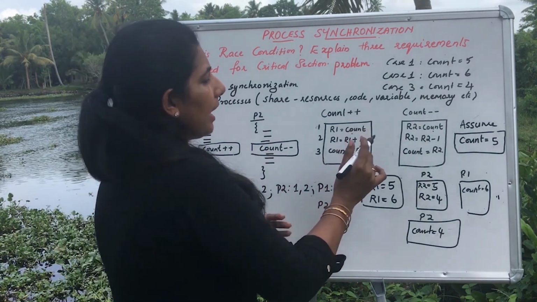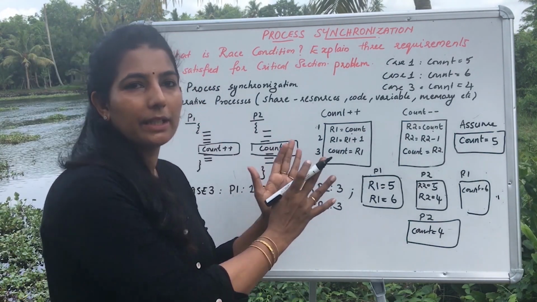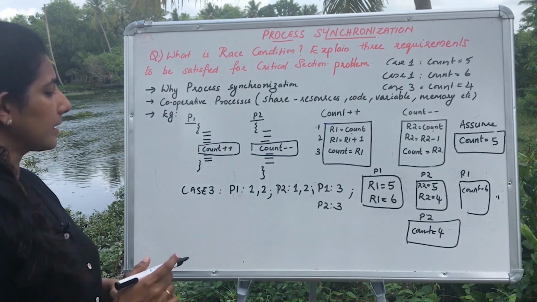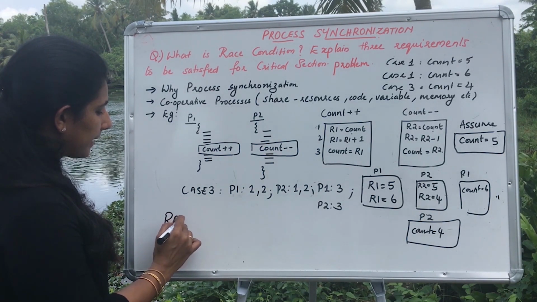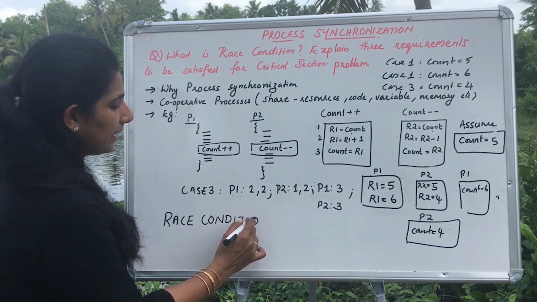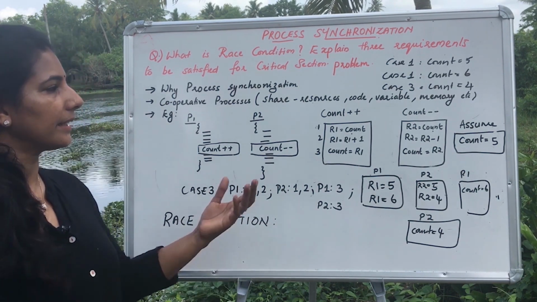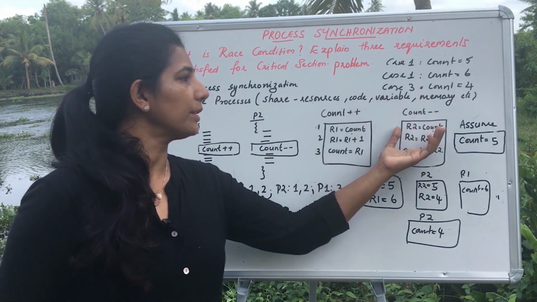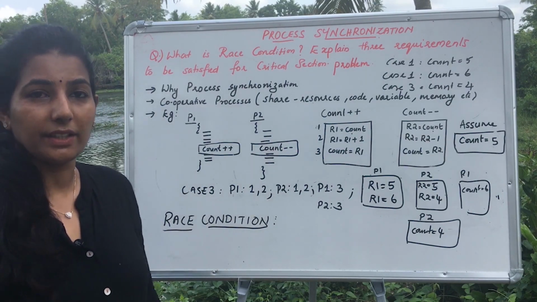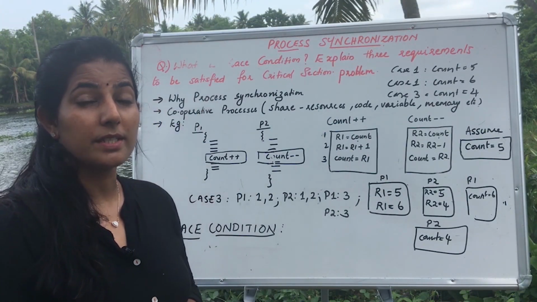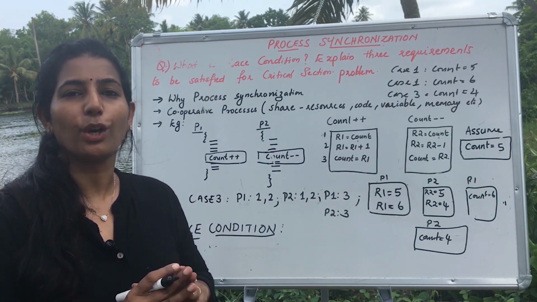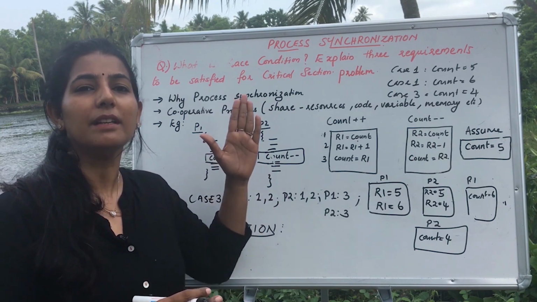So, we can see that based on the switching from one particular process to another, my answers also differ, which is nothing but what is stated as a race condition. Race condition means there is a race between process P1 and P2 for the value of count. We can define the race condition as: several processes access and manipulate the same data, and the outcome is based on the order of the execution.